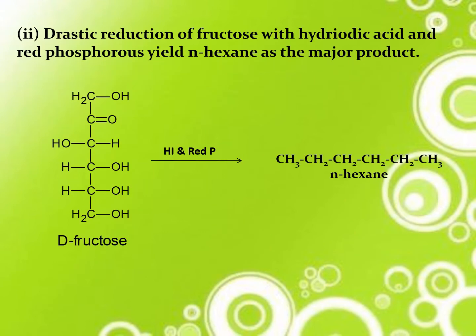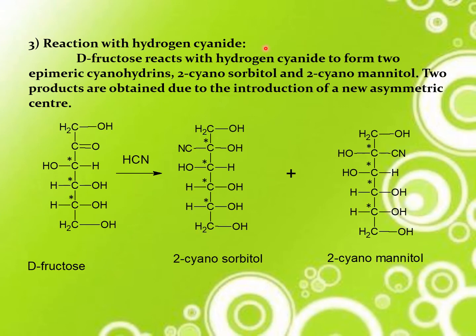Next, there is drastic reduction of fructose with hydrochloric acid and red phosphorus. We'll get n-hexane as the major product. This is the structure of D-fructose. On reduction with red phosphorus and hydrochloric acid, we'll get n-hexane. All the 6 carbon atoms are present in a straight chain. And next one is, we'll see the reaction with hydrogen cyanide.